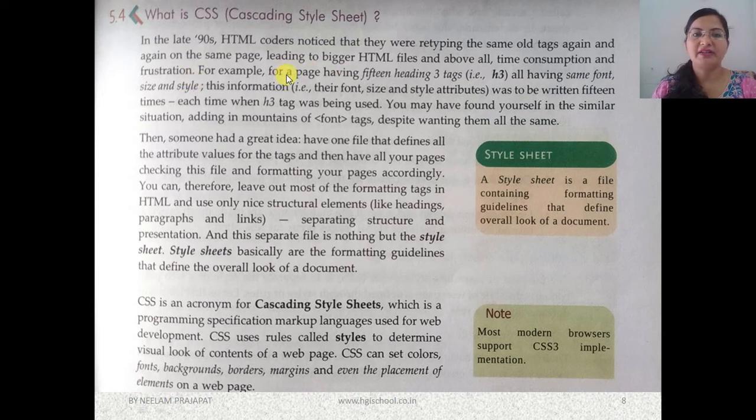For example, for a page having 15 headings, 15 H3 tags, all having the same font, size and style. Got it? Then what should we do? We should add all these styles on every one of the 15 headings, or it is better to put it in a CSS file. There we have to write only once, and the same style we can use everywhere in all H3 headings.